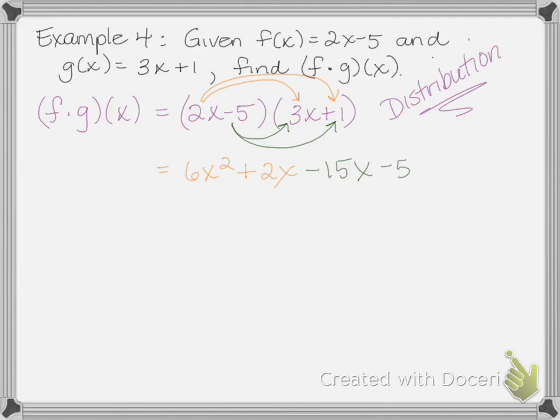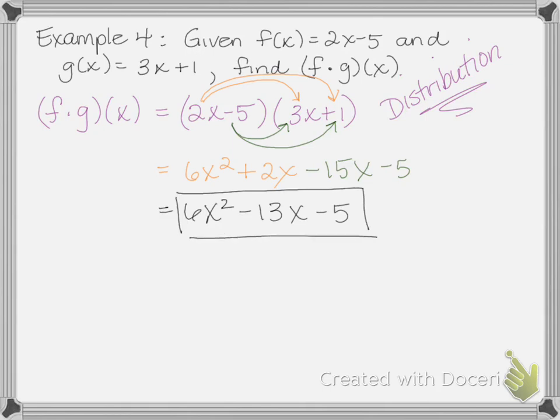We will combine our like terms. So 6x squared has no like terms. The 2x and the negative 15x, those are like terms. They become negative 13x, and the minus 5 comes down. So f times g of x is this function. So just remember to distribute every single one of the terms with one another.